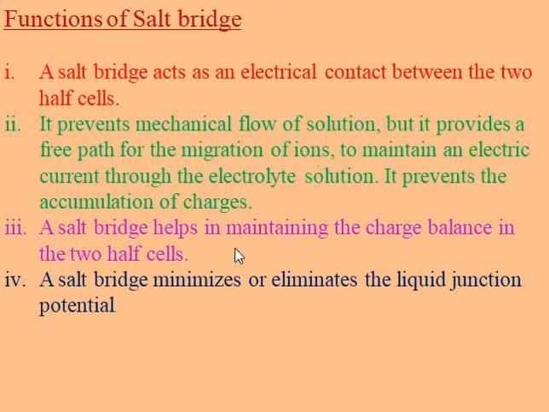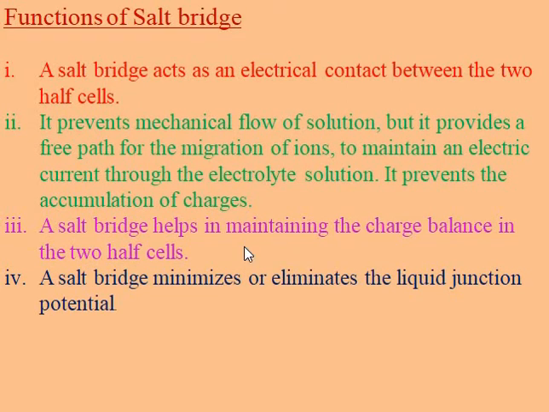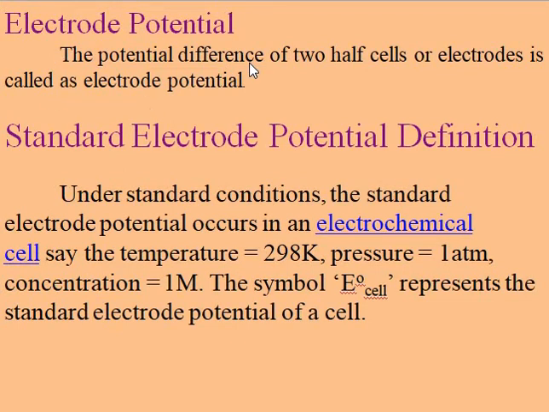A salt bridge helps in maintaining the charge balance in the two half cells, and it minimizes or eliminates the liquid junction potential. These are the four important functions carried out by the salt bridge. Next is the electrode potential. The potential difference of two half cells or the electrodes is called the electrode potential.